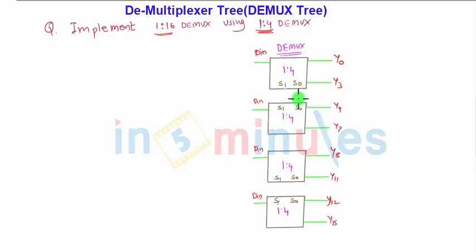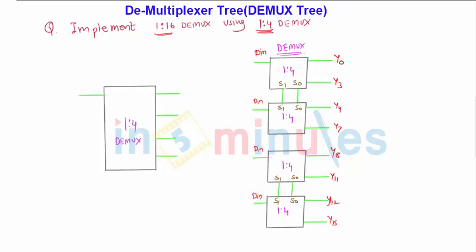means these two will be acting together simultaneously, these two will act together. Now what about how to drive these 4 ICs, that is how to drive these 4 data input pins. So I'll be requiring one more demultiplexer, that is one more 1:4 demux.